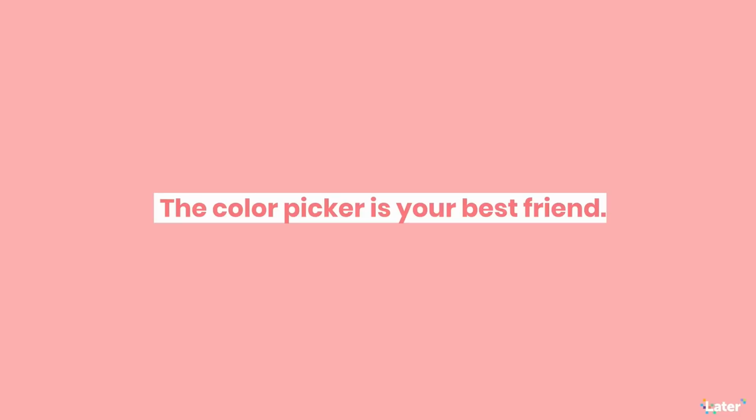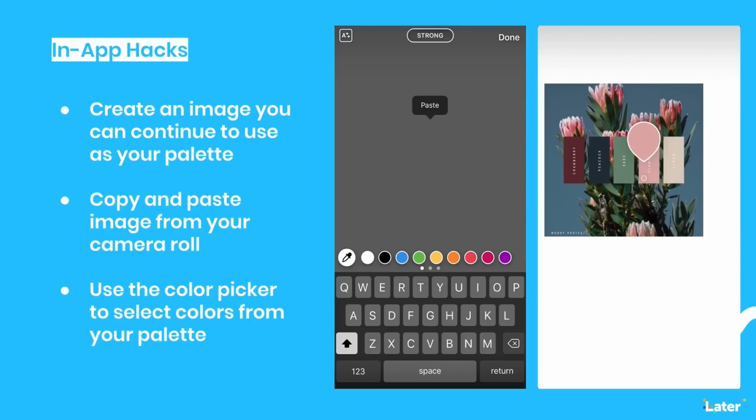Next tip, the color picker is your very best friend. There are so many fun things you can do by using the color picker. The first in-app hack is kind of creating this Instagram Stories toolbox. So if you have a color palette for your business or just some of your favorite colors that you'd like to use in your story, save the image to your photo roll. Create the image that you can continue to use as your color palette.